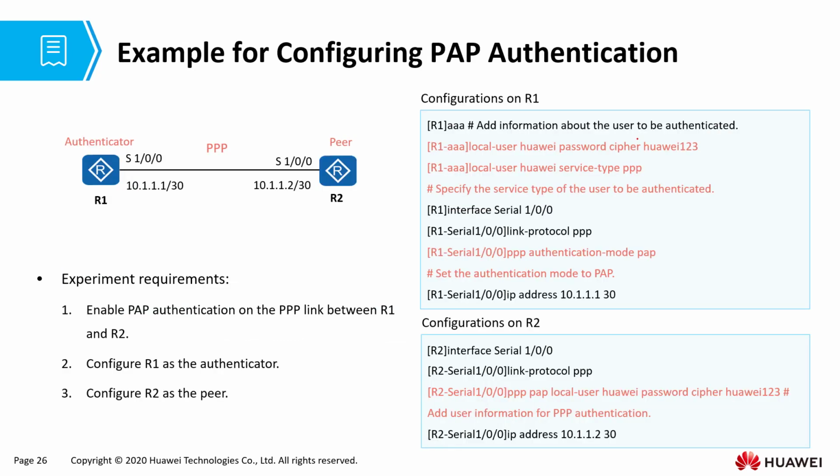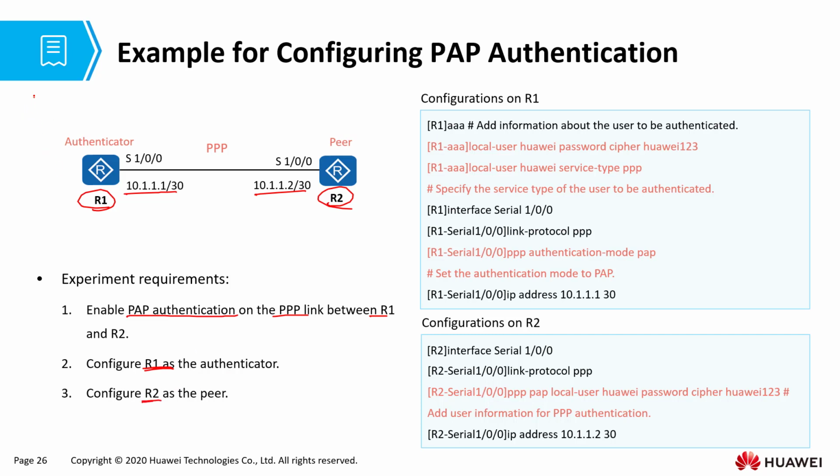This is a simple configuration example. You can see we have R1 as the authenticator and R2 as the peer, and R1 has 10.1.1.1/30, R2 has 10.1.1.2/30, and the requirement is to enable PAP authentication on the PPP link between R1 and R2, configure R1 as the authenticator and configure R2 as the peer.